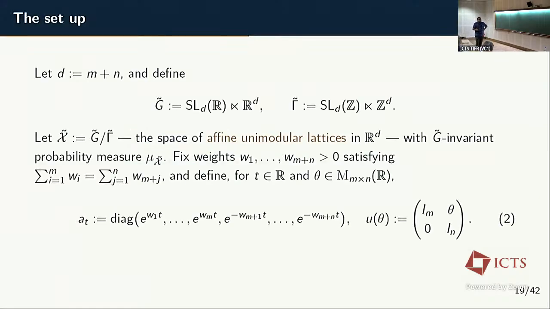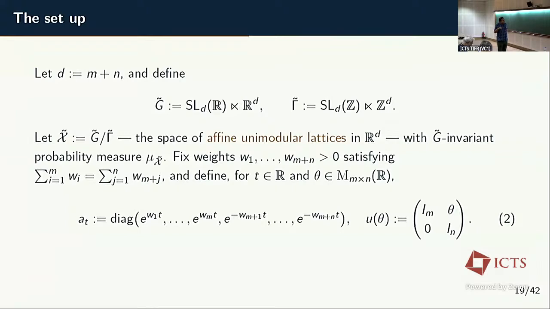And this is the space that I'm going to work on. The group is going to be SL_D(R) semi-direct R^D. The lattice is going to be SL_D(Z) semi-direct Z^D. So this is just a torus bundle over SL_D(R) factor SL_D(Z). This Gamma tilde is also a lattice in G tilde.